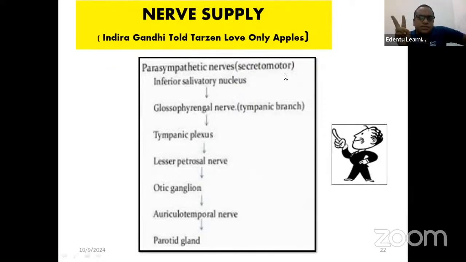Sensory and motor, 2 nerves will be there. Sensory carries information towards the brain, and motor carries information from the brain to the organ. This I have explained in the last class also. You can remember it with capital letters, 4 letters, S-A-M-E, same. S for sensory is afferent, A. M for motor is efferent, E. S-A-M-E. Okay. So parasympathetic nerves are secretomotor.